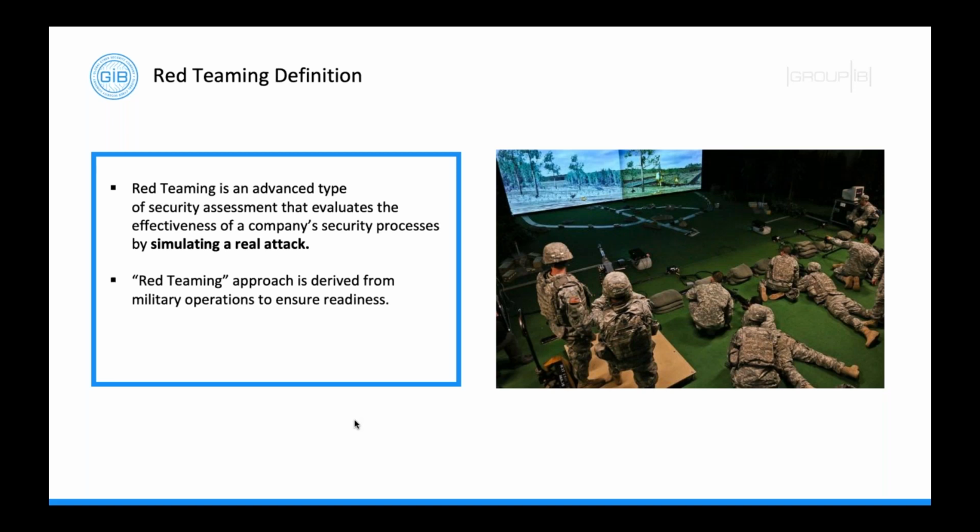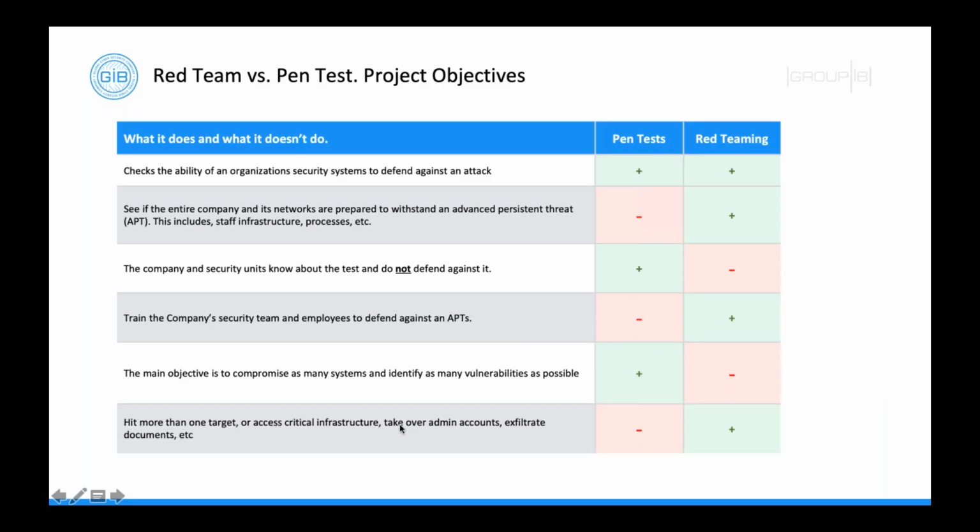The red teaming approach is derived from, of course, military operations to ensure readiness of an organization to defend against an attack. In terms of the project objectives, this is where some of the key differences come in between pen test and red teaming operations. Now, both of these different services check the ability of an organization's security systems to defend against an attack, but only red teaming sees if the entire company and its networks are prepared to withstand an advanced persistent threat, for example, from financially motivated cybercriminals like Cobalt or Moneytaker, or even nation-state actors like Lazarus.